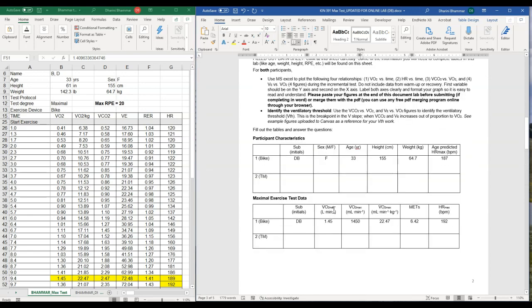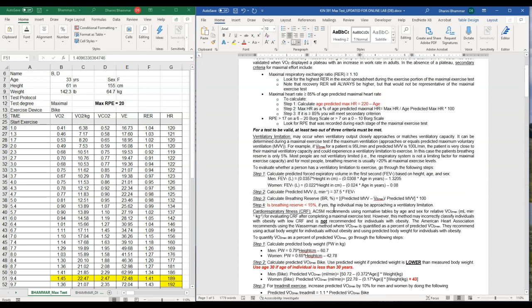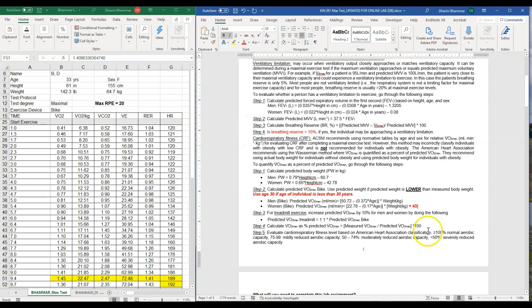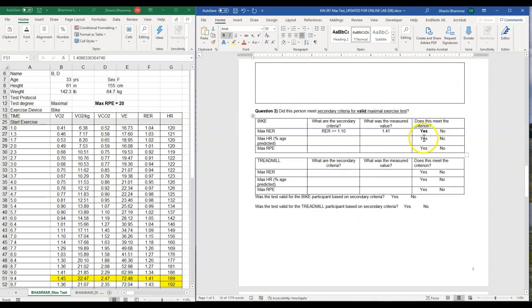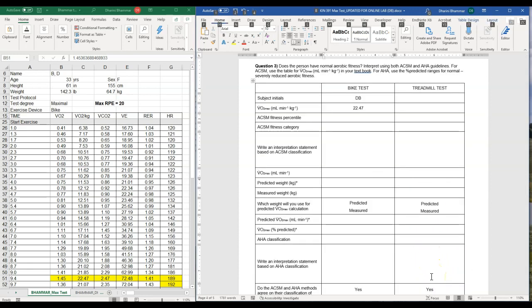And so if you go back up, it tells you what a valid test is. For a test to be valid, at least 2 out of 3 must be met. So if you have 2 yeses, then the test is valid. If you have only 1 yes and you have 2 no's, then the test is not valid. So you would highlight the correct one, yes or no. Then comes question 3, and it's a long table with a lot of calculations.